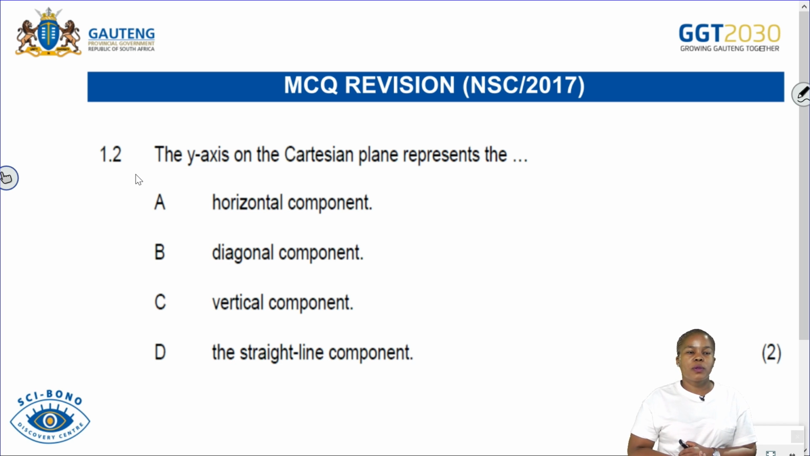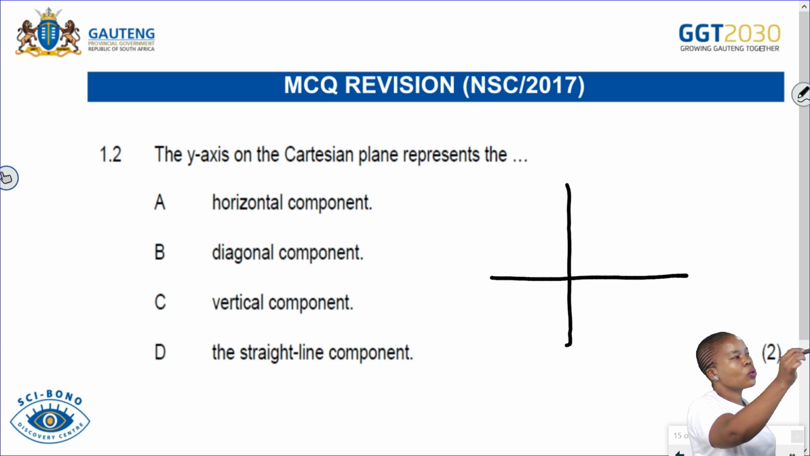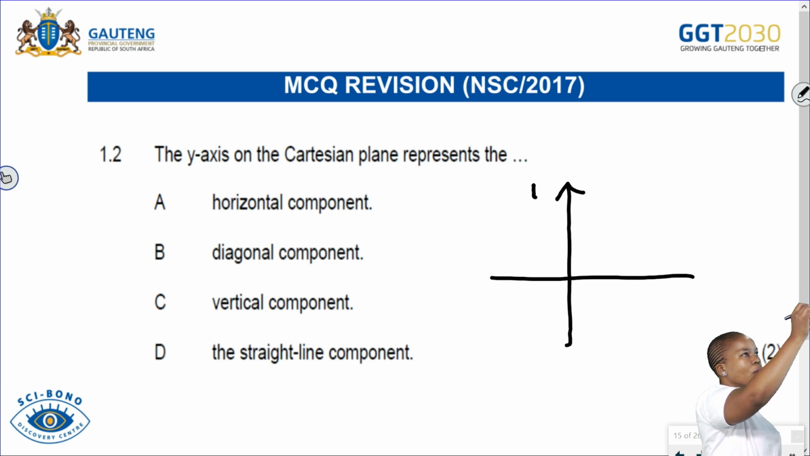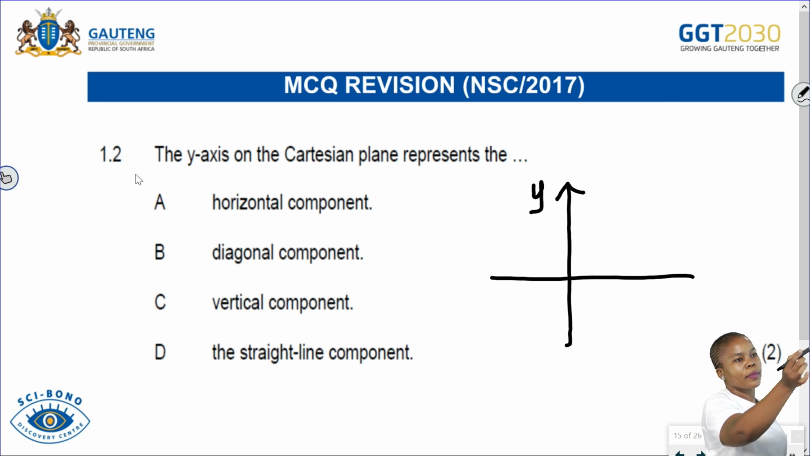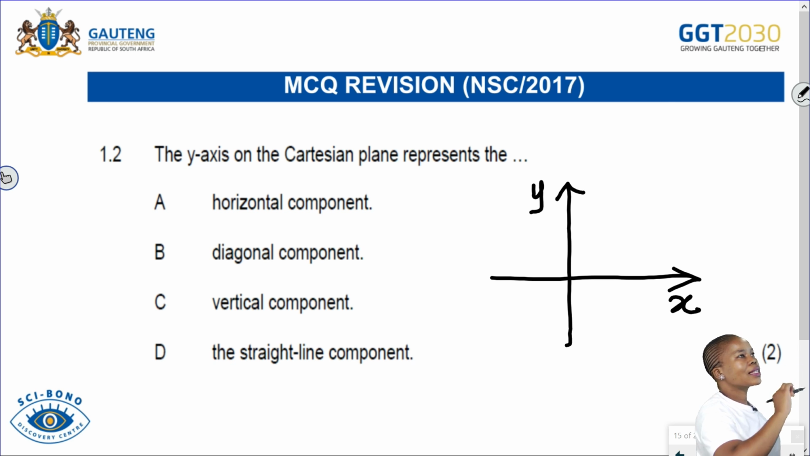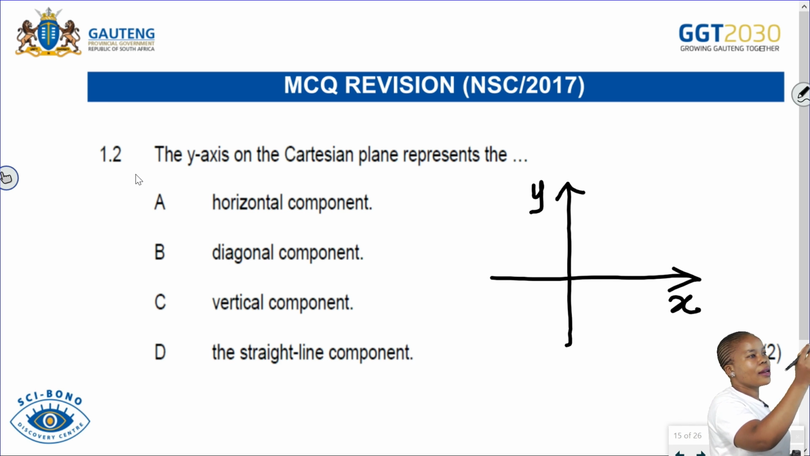Then our multiple choice question for NSC 2017 is saying, on 1.2, the y-axis on the Cartesian plane. Let's draw it so that we have a clue of what we're talking about. So this is the Cartesian coordinate system. I've got the x and the y, x moving to the horizontal, and y moving into the vertical.